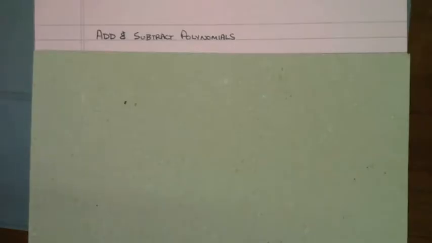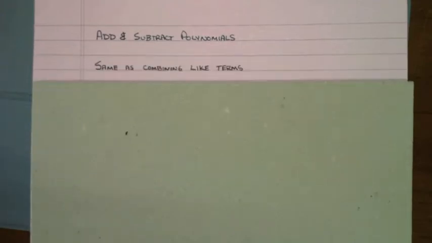In this video, we're going to go over adding and subtracting polynomials. Rules for adding and subtracting polynomials are really simple. You're just going to combine like terms. You're going to take the terms in the first polynomial and combine them with the terms that they go with in the second polynomial. X's go together, x squares go together, numbers go together.